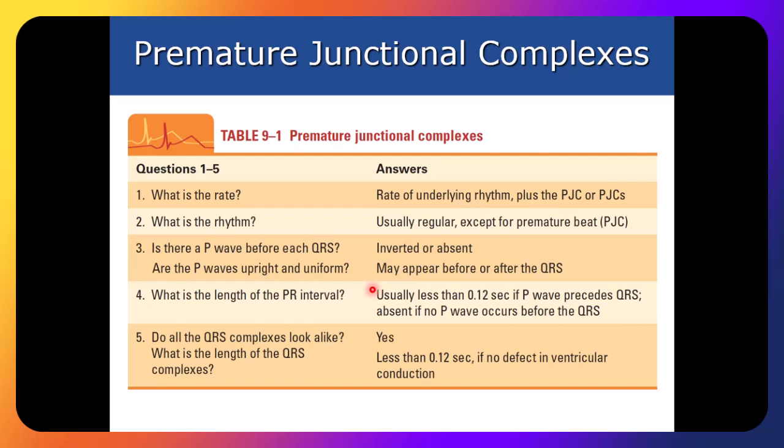Okay? So the last one down there is, do all our QRS complexes look alike, and what's the width of it? It's going to be less than 0.12 seconds. Now, again, it says in there, if no defect in ventricular conduction. We'll learn more in advanced cardiology about ventricular defects that would cause that to still be a PJC, and potentially have some conduction abnormalities, but we'll save that for another class.